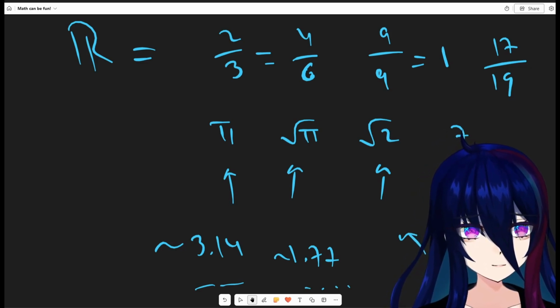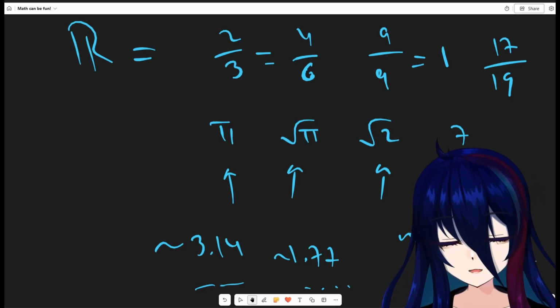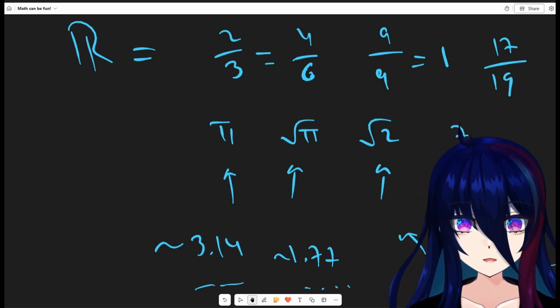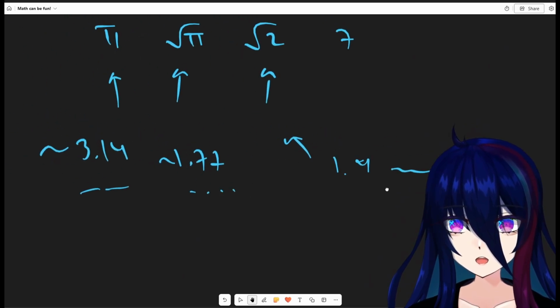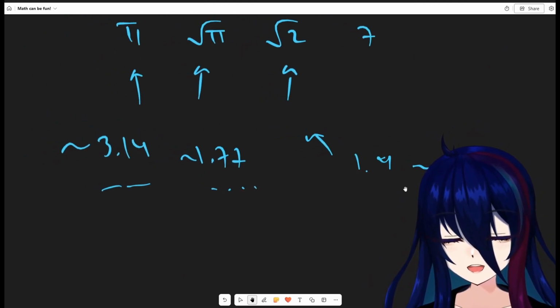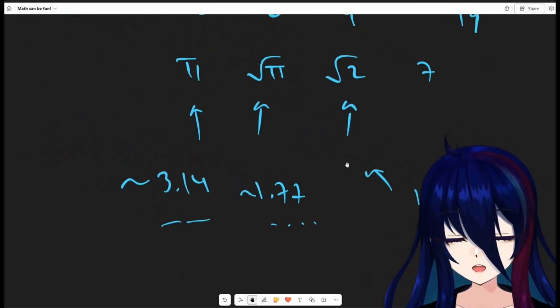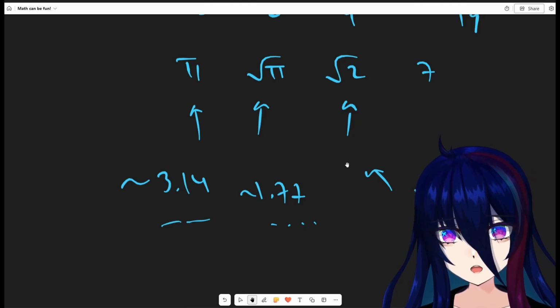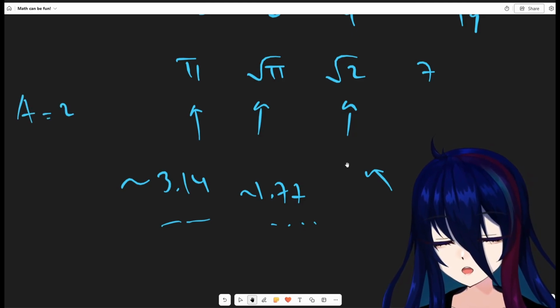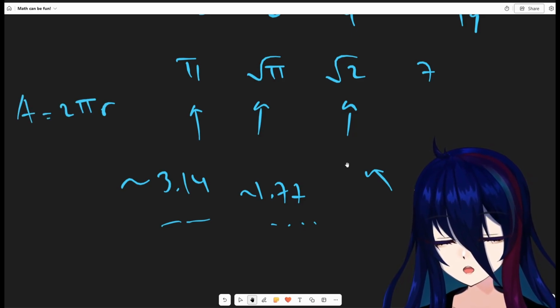Let's double check that. Root 2 was 1.4. Anyways, see, it's a confusing one. Now, what does any of that mean? That gives us real numbers. These are numbers that exist, that we can work with. We work with pi all the time. What's the area of a circle? Area equals 2 pi r. Just kidding, that's our circumference, but our area is pi r squared.